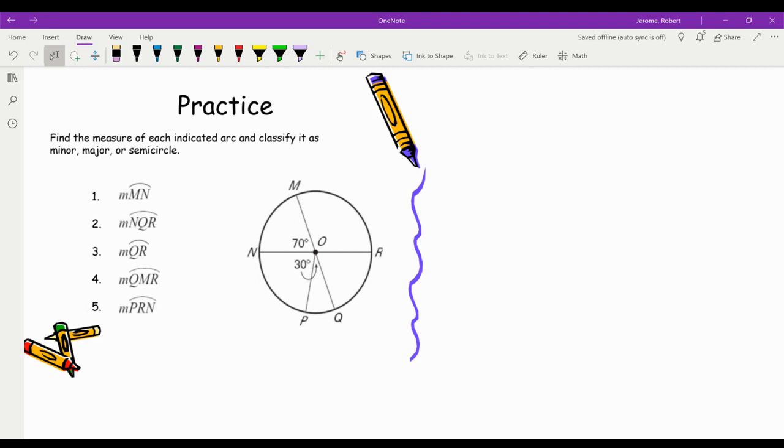So we want to find the measure and classify. Well, let's see what we were given so far. We know this is 70. So arc MN is 70 degrees, which is minor. We're looking for NQR. Well, if we look at it, N through Q to R, halfway around a circle. So that's 180 degrees, which is a semicircle.